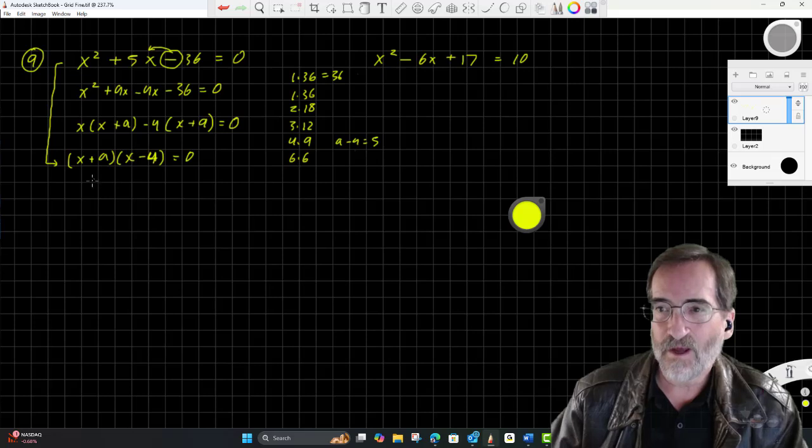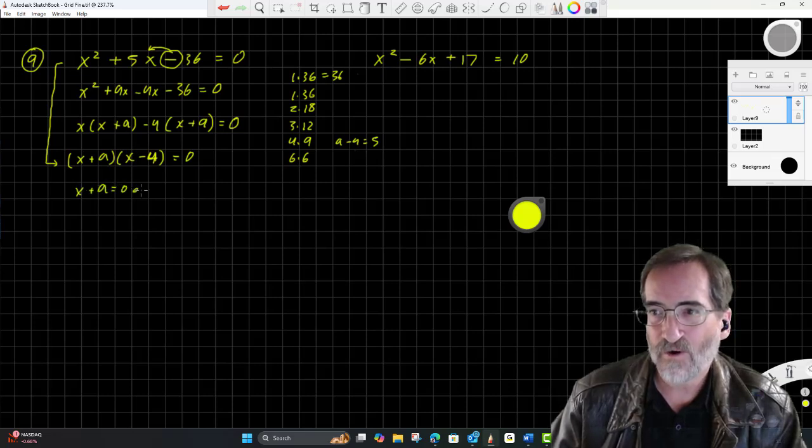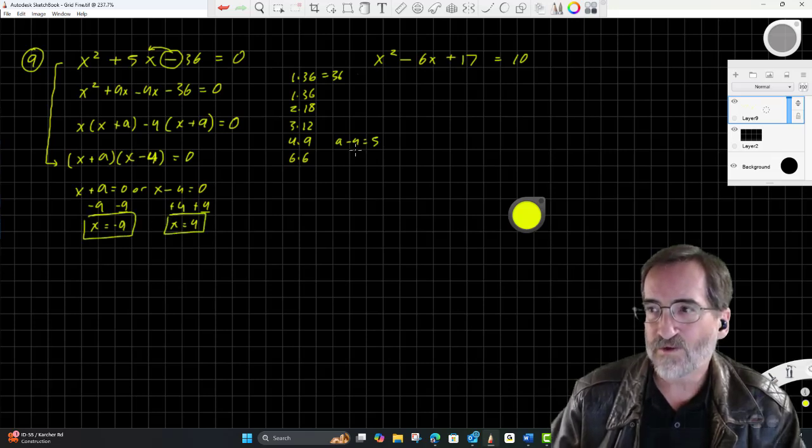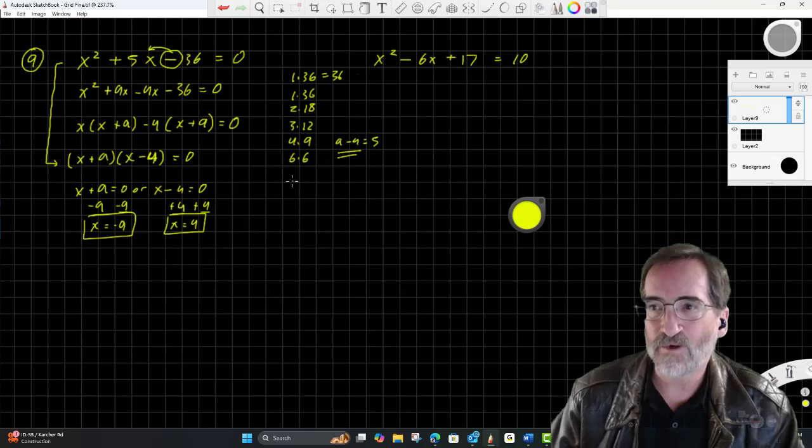Okay, at this point, either x plus 9 equals 0 or x minus 4 equals 0. So subtract 9 from both sides, x equals negative 9, or add 4 to both sides, x equals positive 4. So negative 9 or positive 4. Notice those are the opposites of these two numbers.